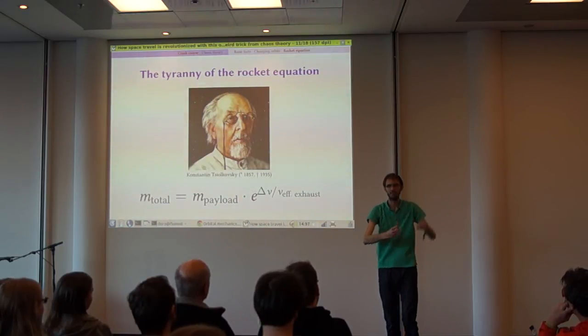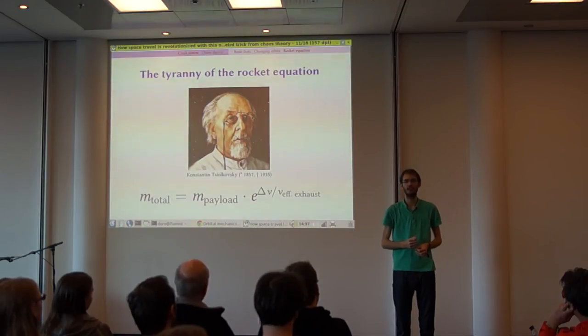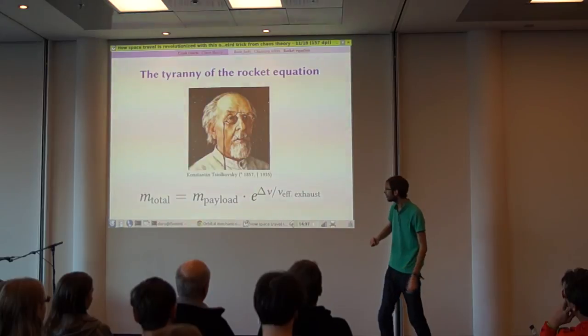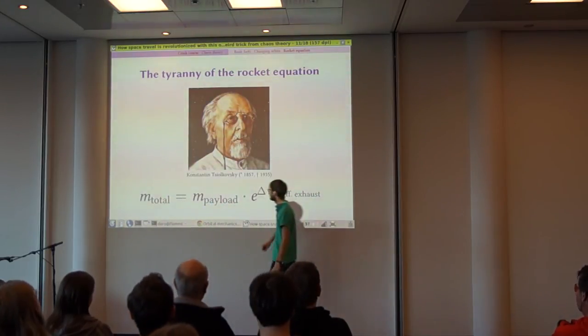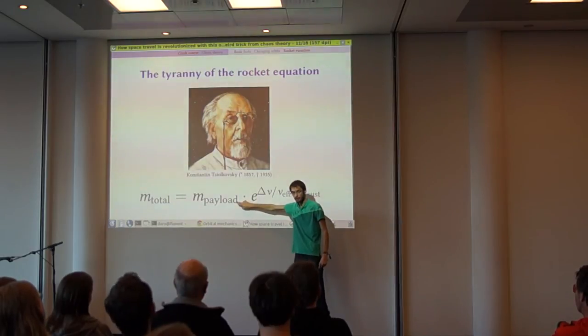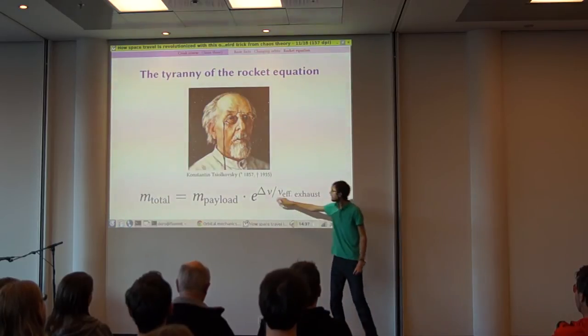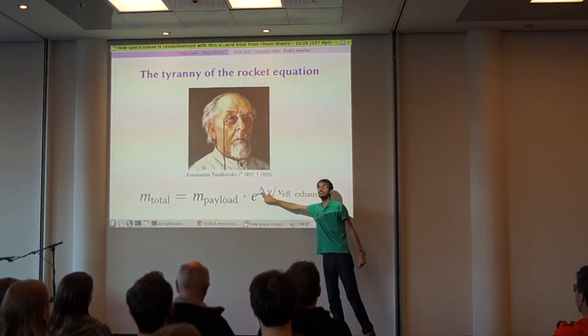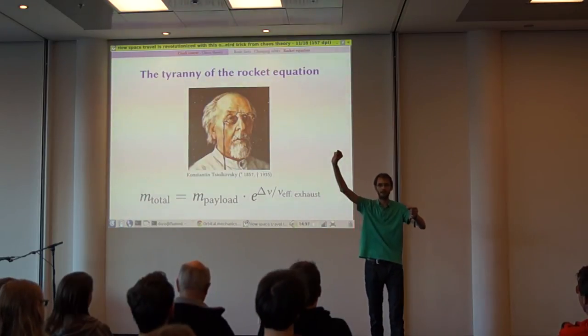So the good message is that this is not a vicious circle. This is not an infinite circle. It's not the case that you would need infinite fuel to reach the moon. But it's an exponential circle. The total mass of your rocket will be the mass of your payload, which is what you're actually interested in reaching space with, times the exponential function in delta V. And you know the exponential function increases very fast.